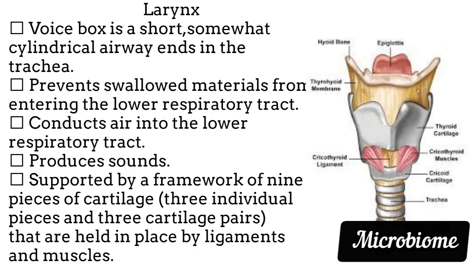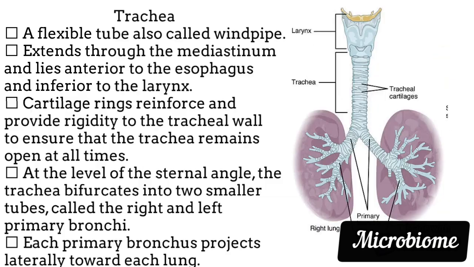Larynx, the voice box, is a short, somewhat cylindrical airway that ends in the trachea. Prevents swallowed materials from entering the lower respiratory tract. It conducts air into the lower respiratory tract. Produces sounds. Supported by a framework of 9 pieces of cartilage, that is, 3 individual pieces and 3 cartilage pairs, that are held in place by ligaments and muscles.